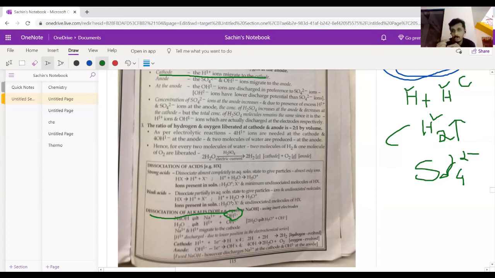But when you have more than 1 cation or more than 1 anion, you have to refer to the electrochemical series. If a cation is lower down in the electrochemical series, it will preferentially move to the cathode. If 2 anions are there, the anion which is lower in the electrochemical series will move towards the anode and preferentially discharge. I hope the examples and these concepts are clear.